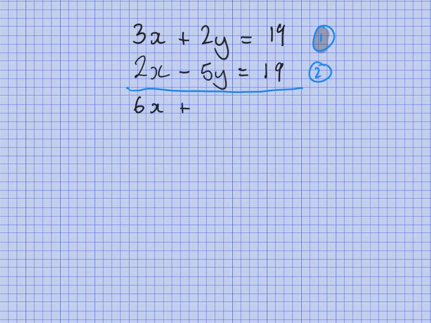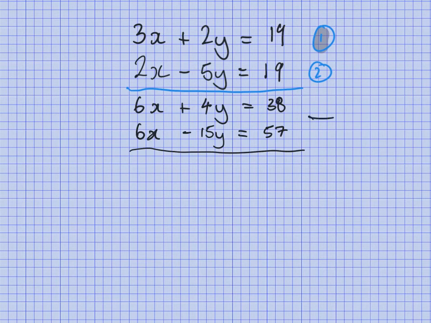6x plus 4y equals 38. I have times every part of the first equation by 2. The second one, 6x minus 15y equals 3 times 19 is 57. Good. Okay, now we need to decide whether we're going to add these together or subtract. So the 6x's are the same. So I need to subtract. 6x take away 6x will cancel out. If I added them together, I'd get 12x. That wouldn't help me.